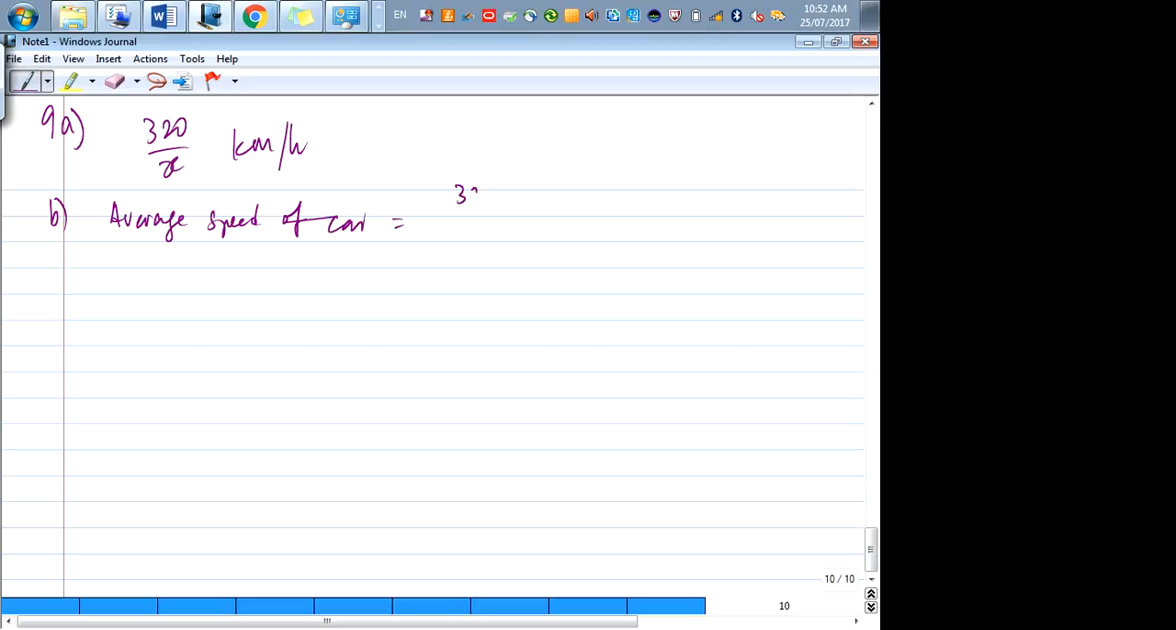The average speed of the car is equal to 320 divided by the time taken. How much is the time taken by the car? x plus 2.5, but I don't like decimals in my fraction, so I will write it as 5 over 2. But I also don't like a fraction in my fraction, so I'm going to multiply the top by 2 and the bottom by 2. Then I'll get 640 over 2x plus 5. They are the same.